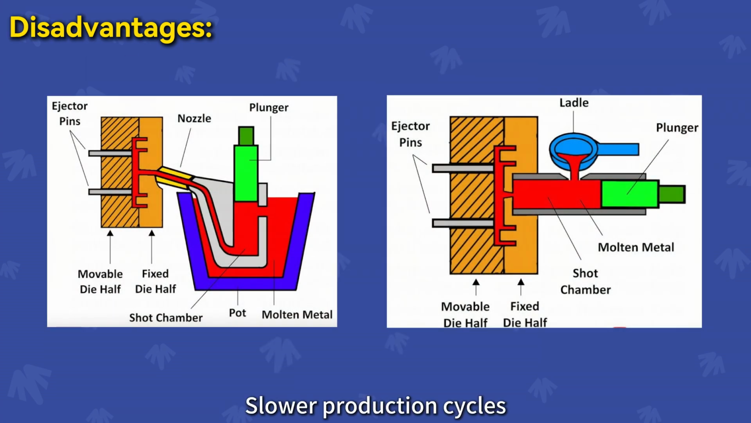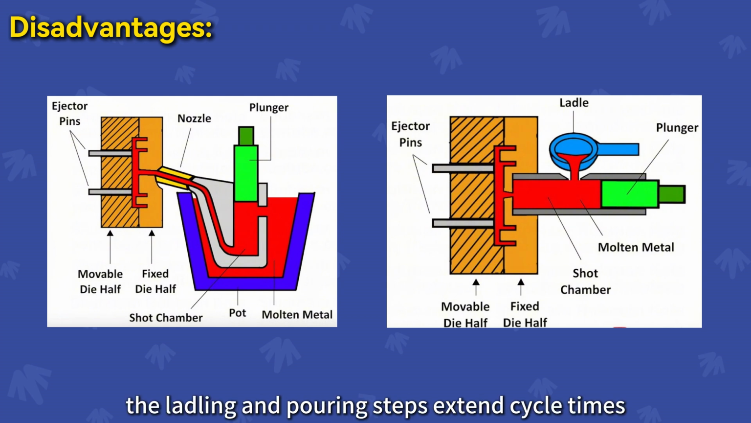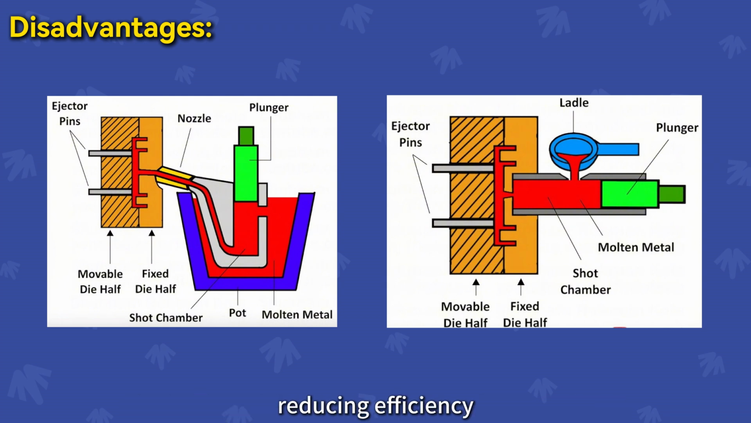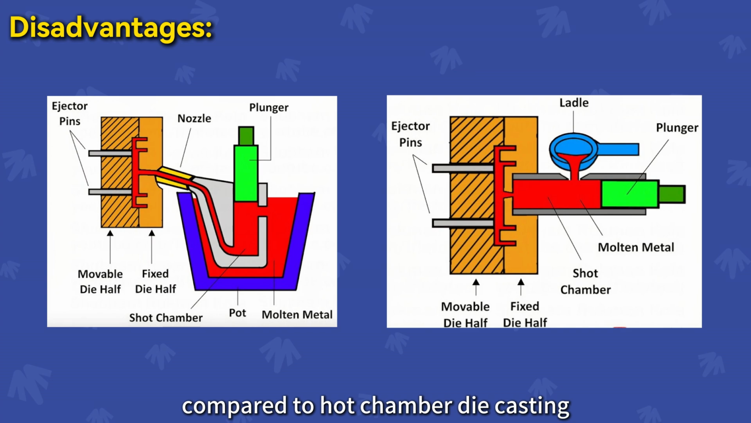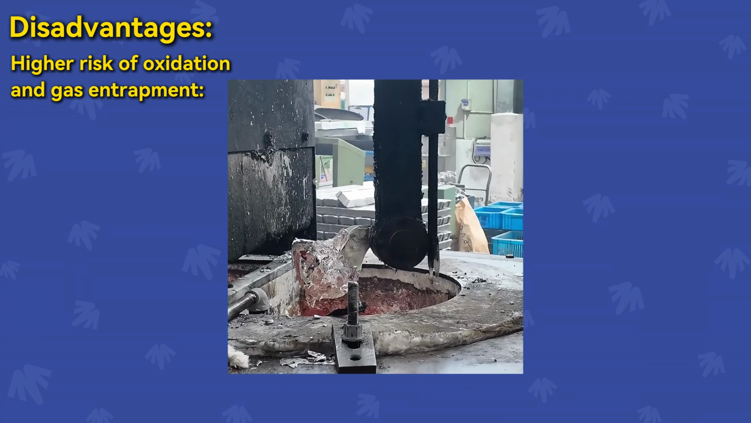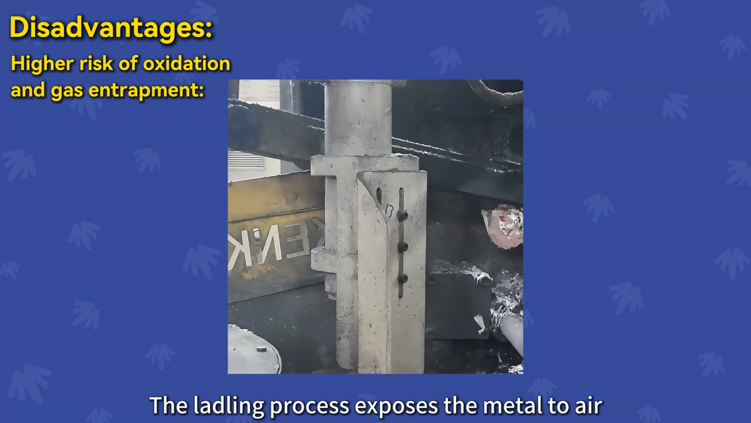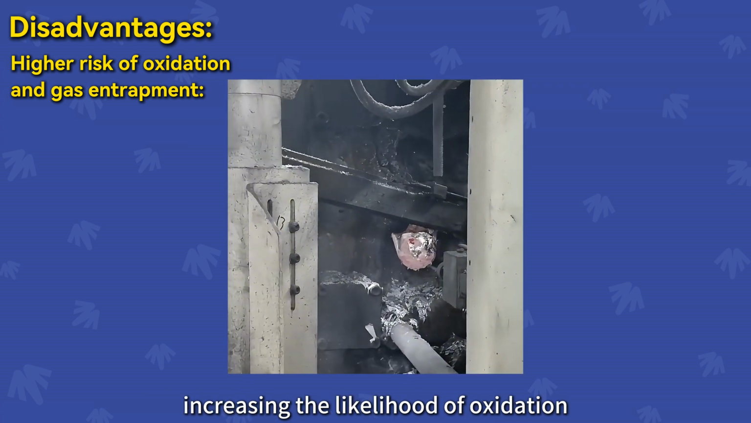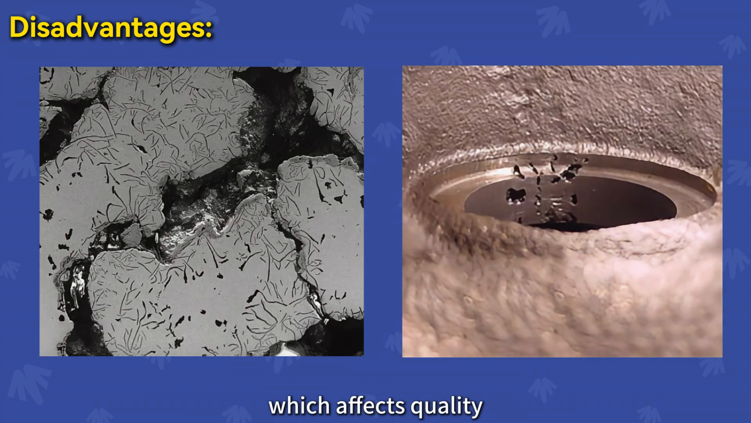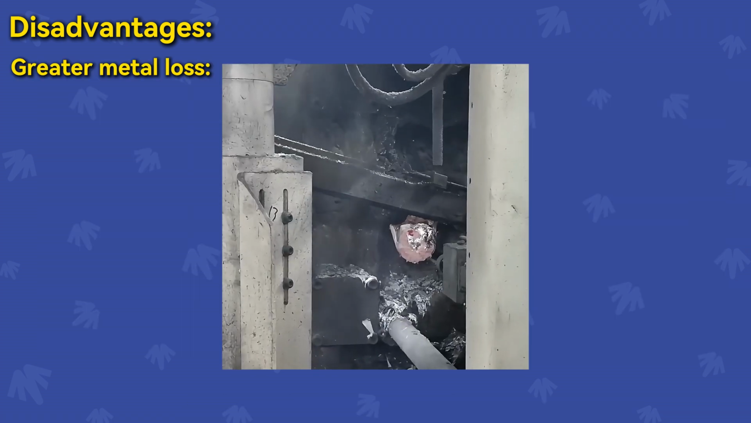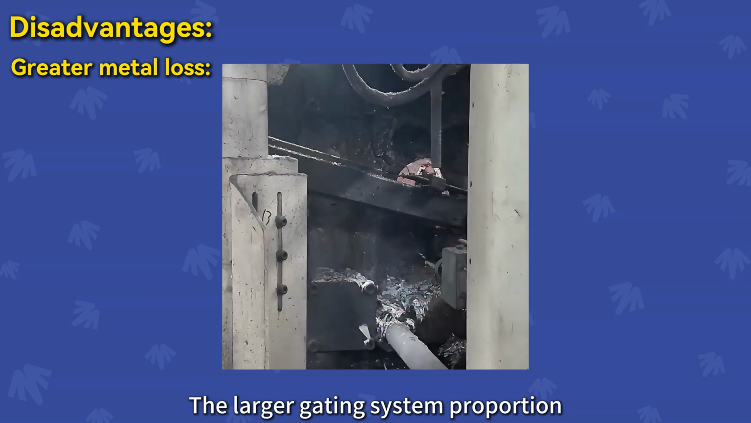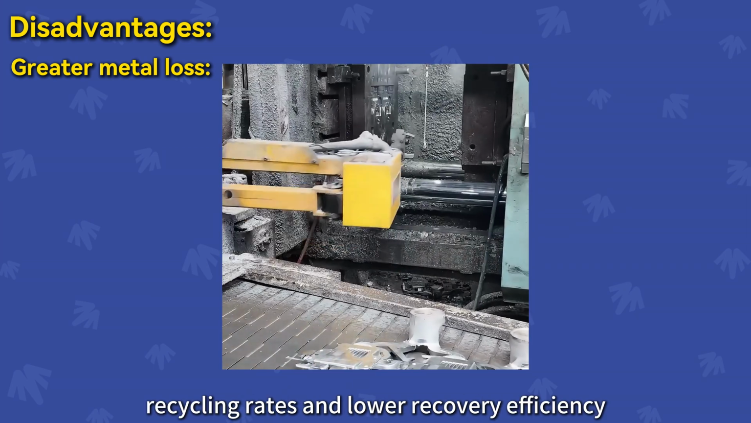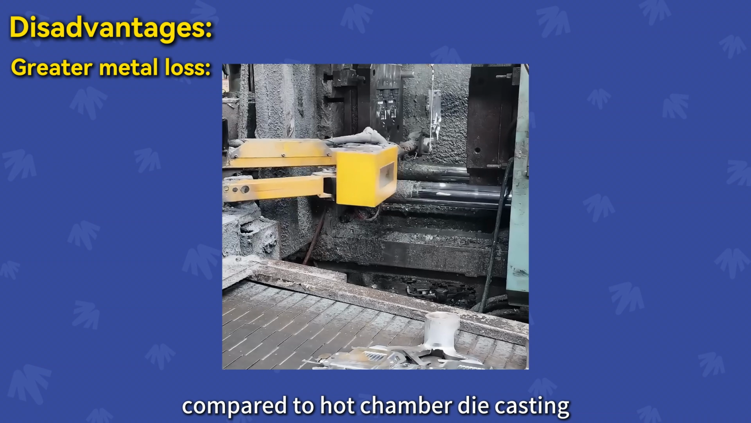Disadvantages: slower production cycles. The ladling and pouring steps extend cycle times, reducing efficiency compared to hot chamber die casting. Higher risk of oxidation and gas entrapment. The ladling process exposes the metal to air, increasing the likelihood of oxidation and gas absorption, which affects quality and requires stricter process control. Greater metal loss. The larger gating system proportion leads to higher remelting recycling rates and lower recovery efficiency compared to hot chamber die casting.